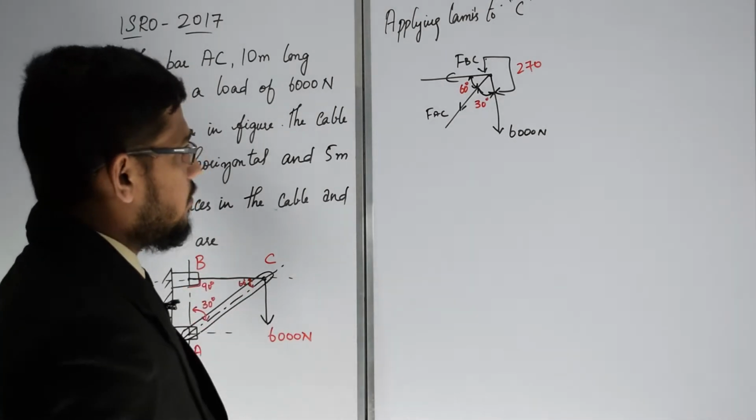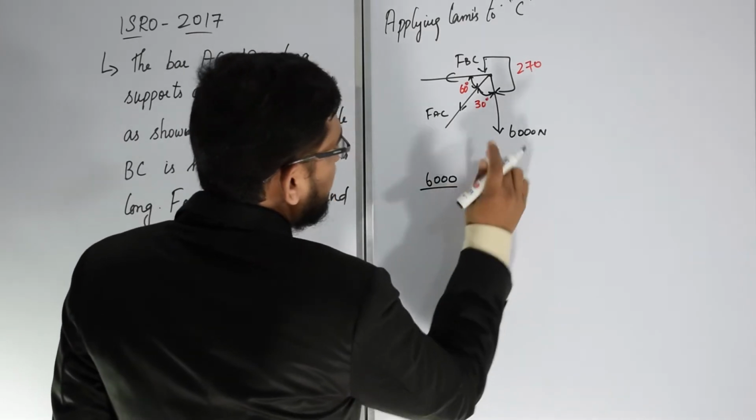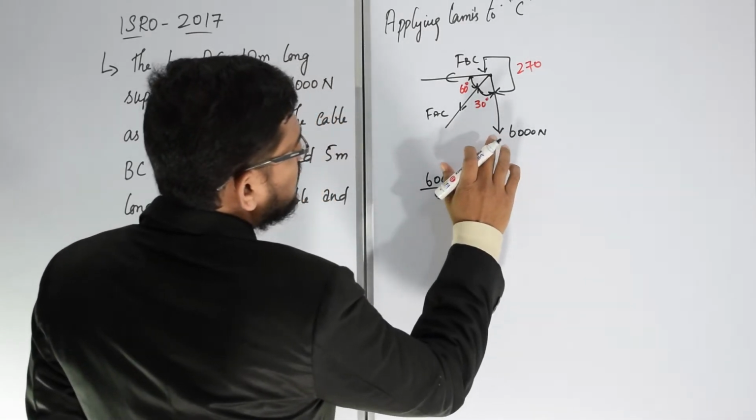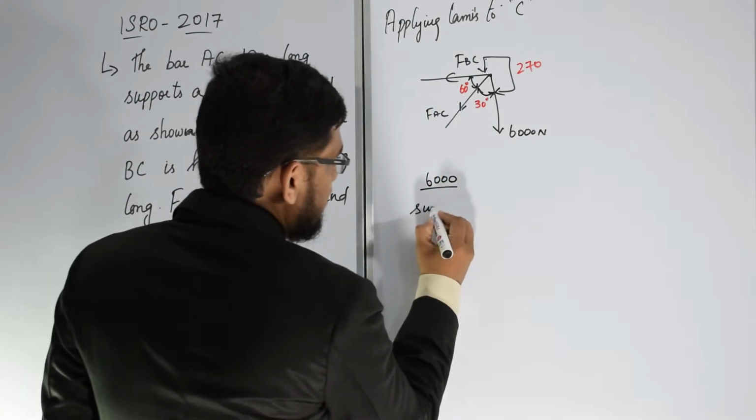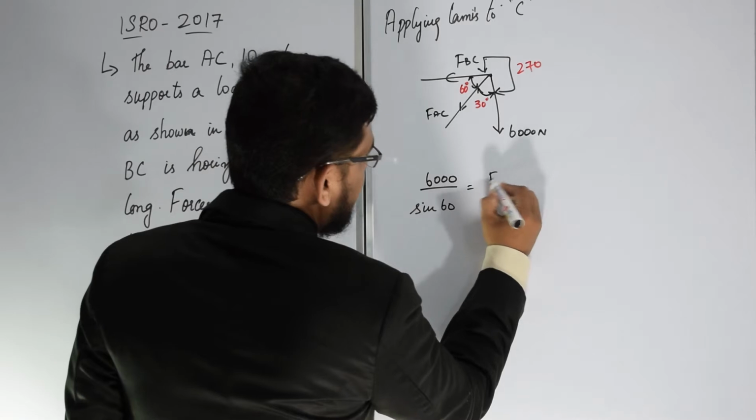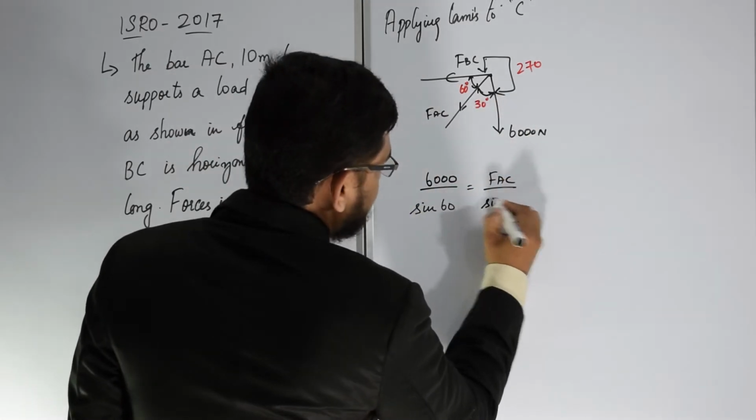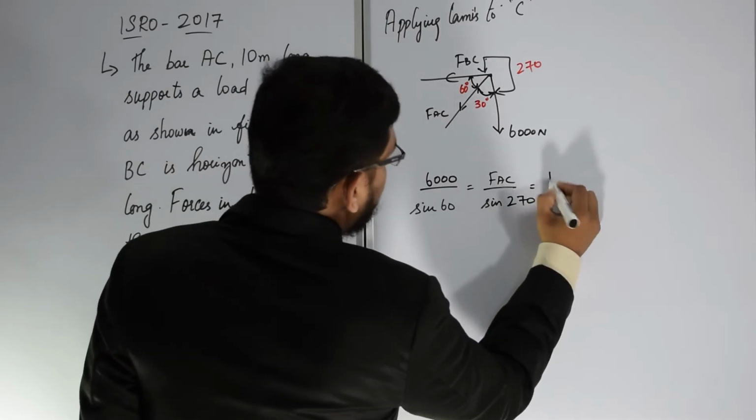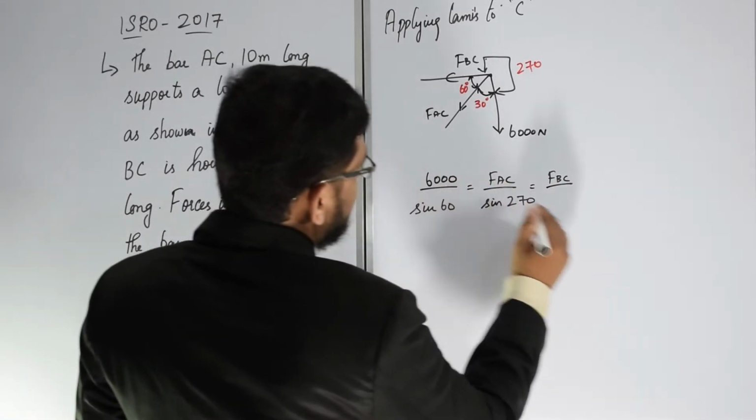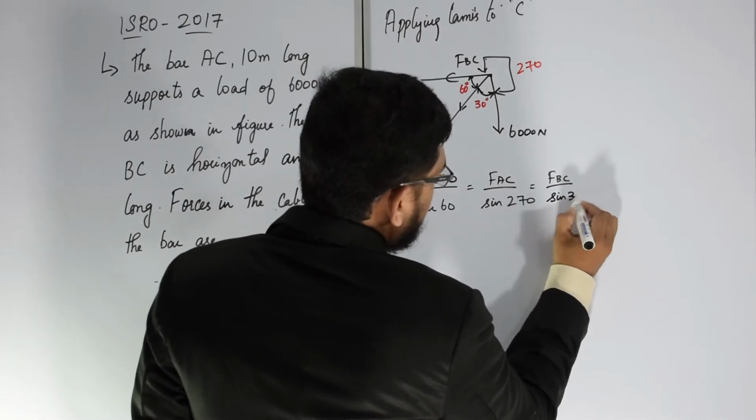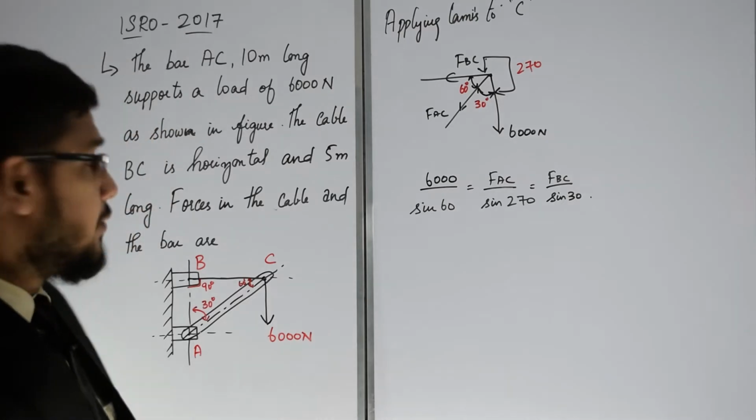So what we are going to do right now is apply Lami's theorem. First is 6000 divided by the angle opposite to this 6000, which is the angle between FAC and FBC, which is sine 60. Next, FAC, the angle is sine 270. Next, FBC, the angle is sine 30. Okay, now you can very easily solve this.